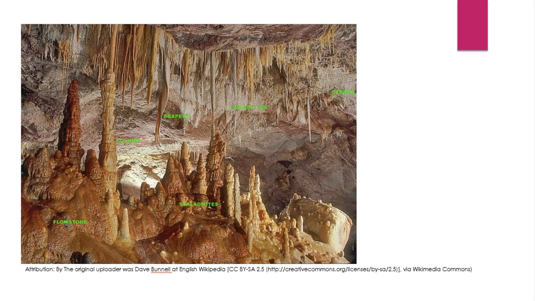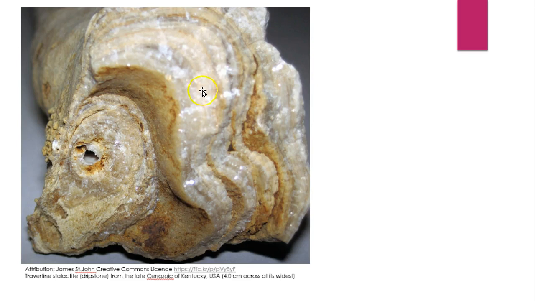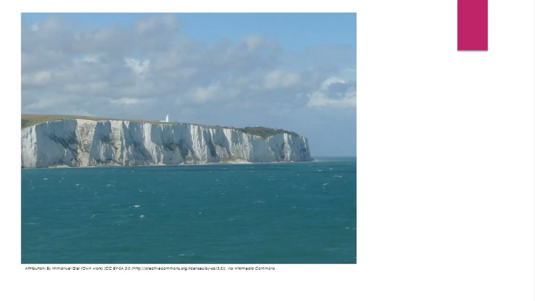Here's another one up close. As you can see here, there are very small crystals in these stalactites. Not all of them are easy to see, but it is recrystallized or precipitated minerals. Here's another example. These are the White Cliffs of Dover, and essentially this is what we call chalk or limestone.